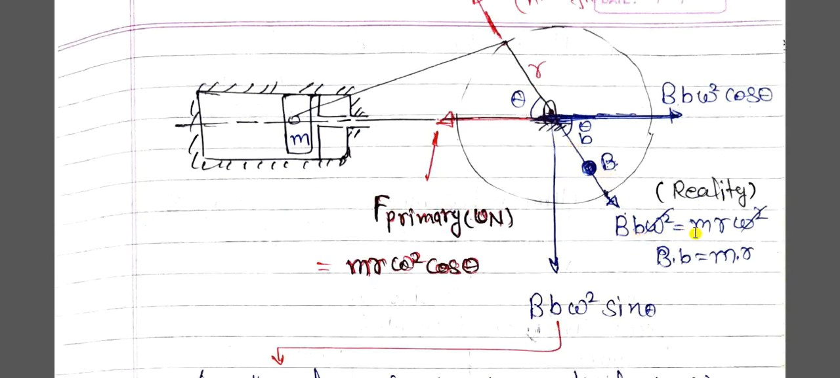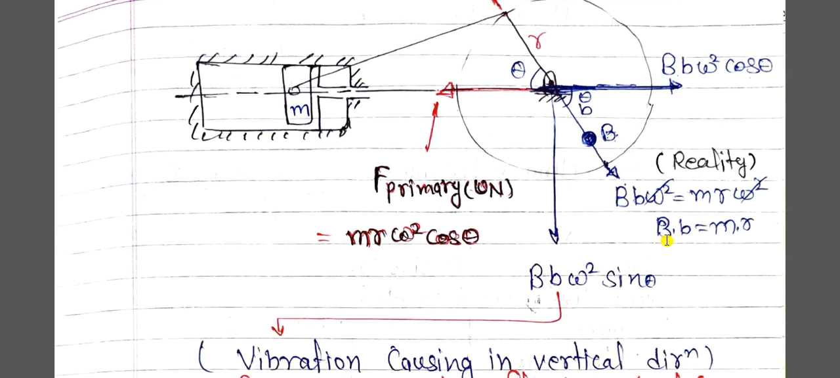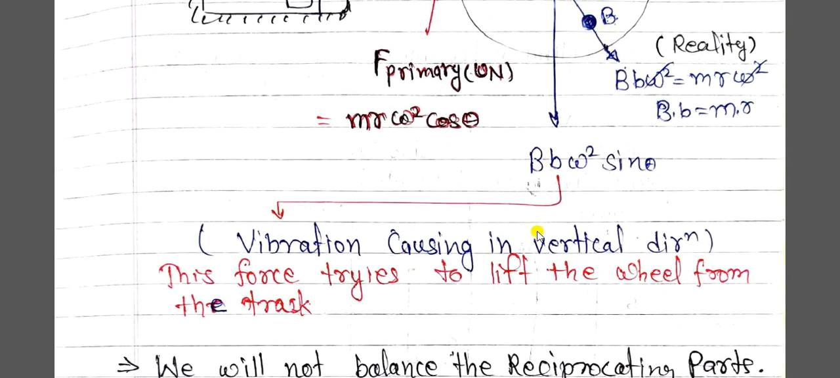So B into b is equal to m into r. B into b means the balancing mass which we are adding to balance the reciprocating mass is equal to m into r, and this small b is the radial distance at which the mass is added.